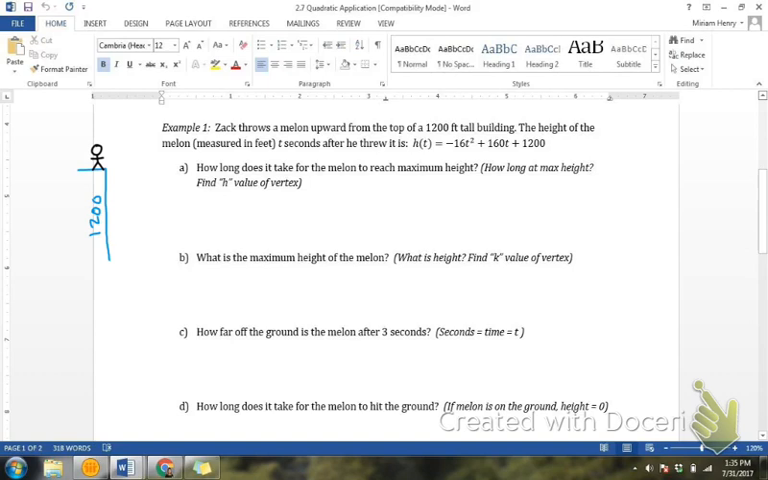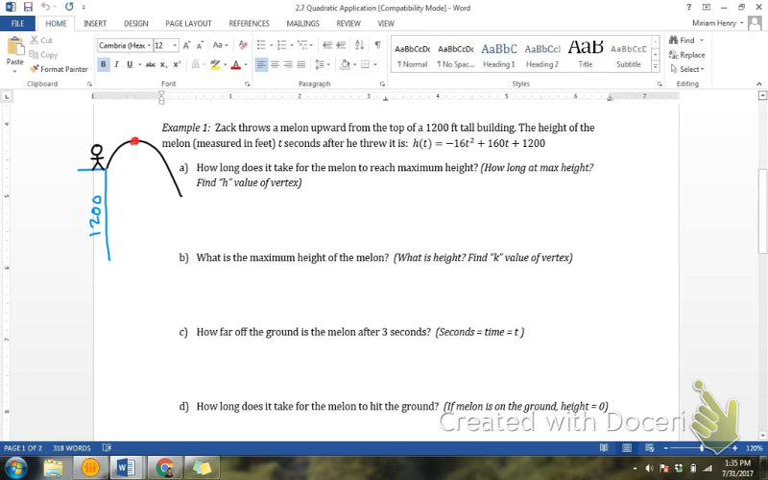And Zach throws the melon up and then down, right? What goes up must come down. Okay? So this point right here, this maximum, that's the point we're going to be looking at. Okay? So that's going to be our maximum. It says, how long does it take for the melon to reach maximum height?